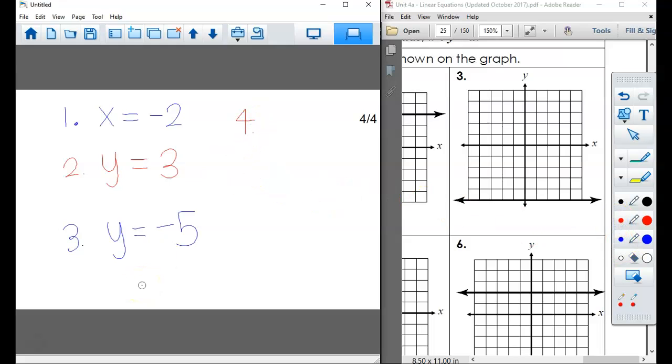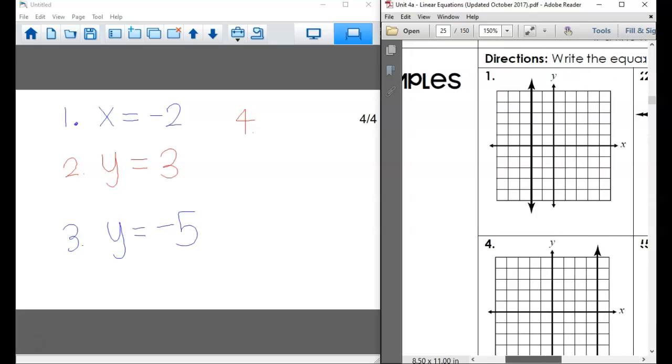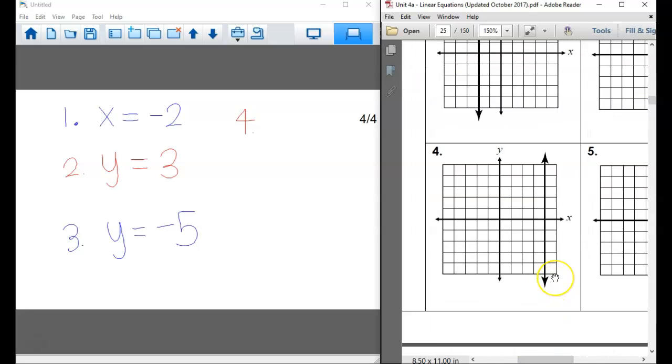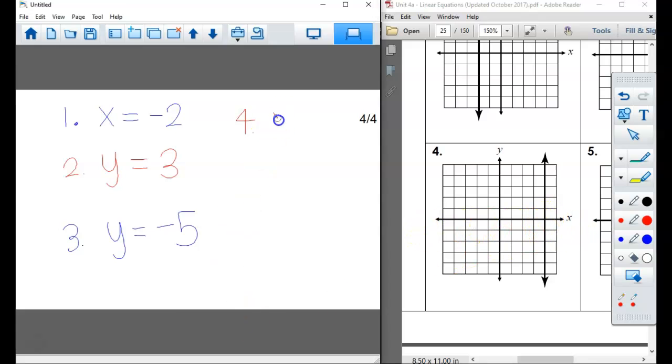So notice what I'm doing every single time. Which axis am I crossing? That tells me what letter. And then where does it cross? All right, let's do one more of these. Let's do number 4. On number 4, am I crossing the x-axis or the y-axis? So here's x. Do I cross it? And the answer is yes, right there. So this is going to be an x equals. Where does it cross? Starting from 0, we're going to the right 1, 2, 3, 4 spaces. So that would be a positive 4.